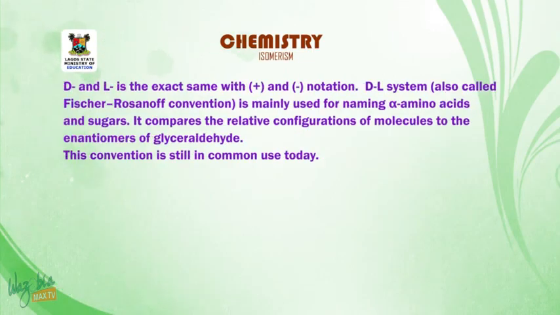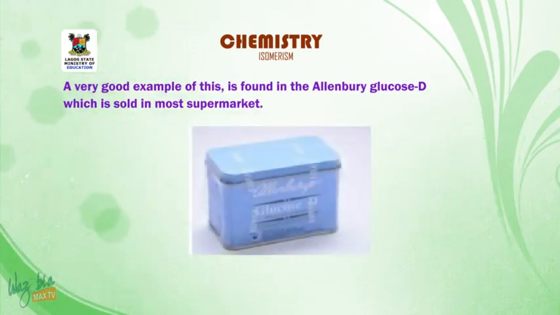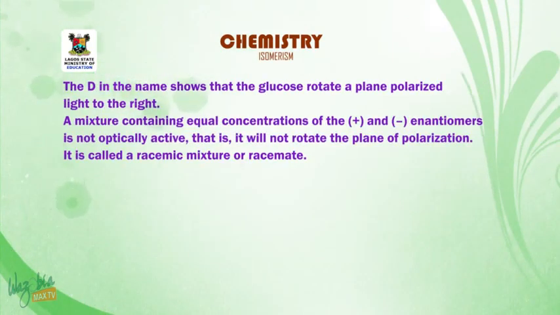D and L are the same as plus and minus. The DL system is also known as the Fischer-Rosanoff convention. It's mainly used for naming alpha amino acids and sugars. It compares the relative configuration of molecules to the enantiomers of glyceraldehyde. This convention is still commonly used today. A very good example of this is found in D-glucose, which is sold in most supermarkets. The D in the name shows that the glucose rotates plane polarized light to the right.